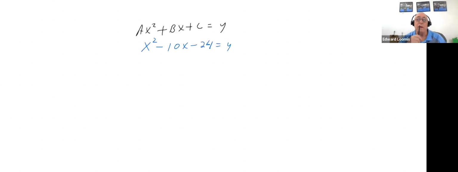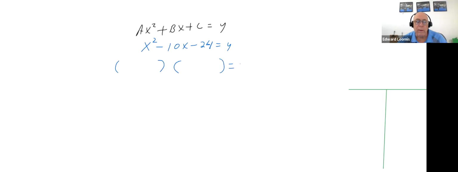Okay, so this problem is going to look very much like the other one, but it's different. X squared minus 10x minus 24 is y. It looks an awful lot like the last problem. I'm doing it on purpose just so we can see. You have to make sure you're picking the right numbers, because sometimes more than one set of numbers can be used, but only one set will be correct.